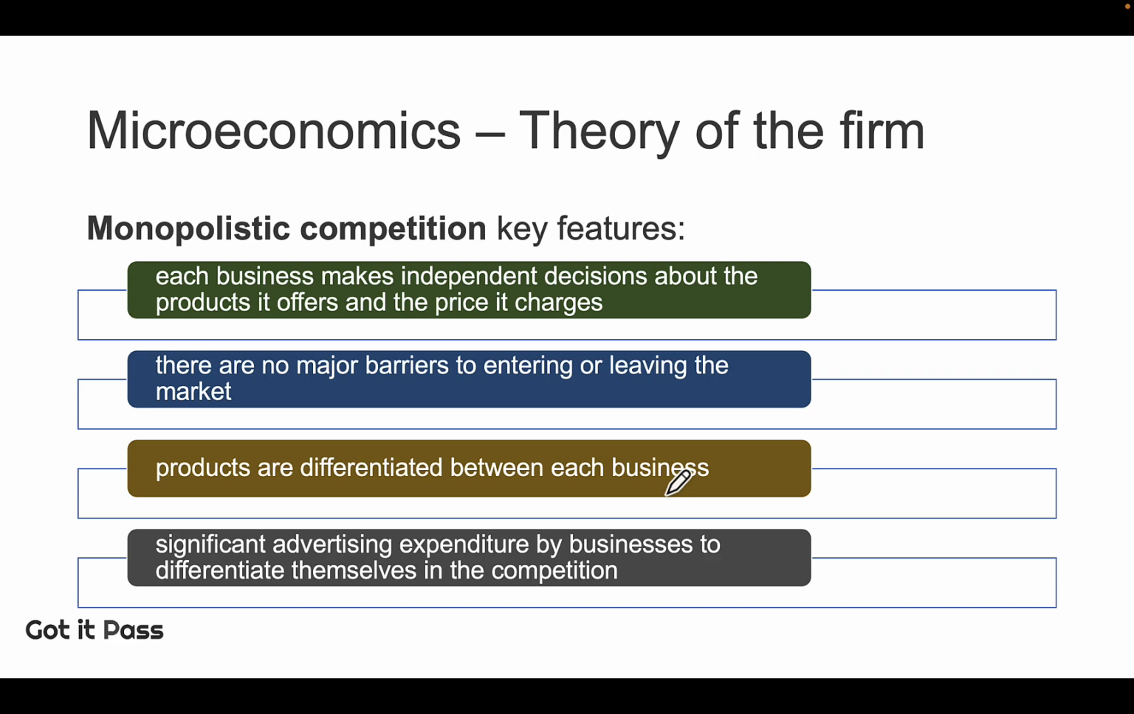The last feature of monopolistic competition is that the participants, the suppliers, pay for advertising to stand out from the competition, because they would like to let the customer know how differentiated and unique their products are, or how tailor-made their products are for customers. So they would like to stand out and differentiate themselves in the competition. They need to spend quite a lot of money advertising their products or services.